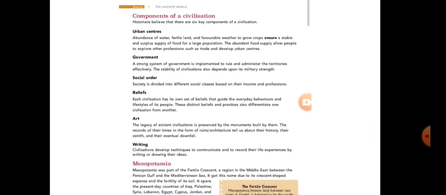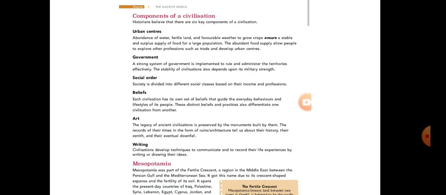Here is the detail of components of civilization, the major factors which are essential to comprise a civilization. First of all, urban centers. Urban centers means the settlements of the people in towns. And to ensure a stable and surplus amount of food, so that people can move out of agriculture and they can find other professions for themselves.